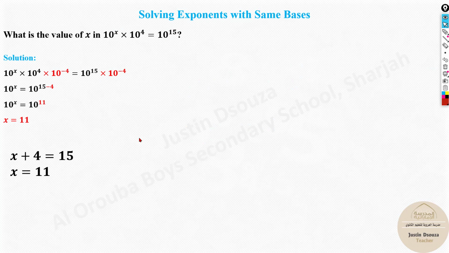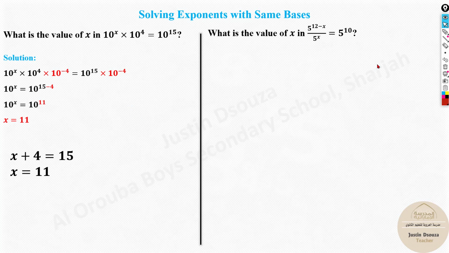So don't go to do the long method when the bases are the same. Just simplify directly. How about we see another problem over here? Don't worry about all these weird looking things. It's very easy, but just remember when it's in the denominator over here, it will be negative. You add the exponents when they are in the same numerator. But if it's a numerator and denominator, you need to change the sign. You need to subtract. This will become minus. That's the only thing.